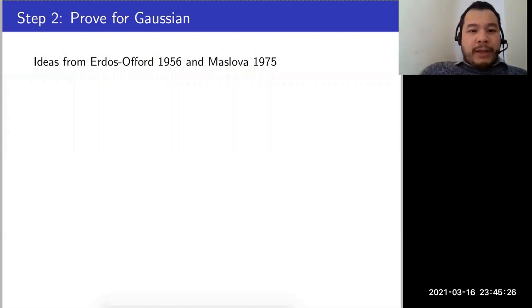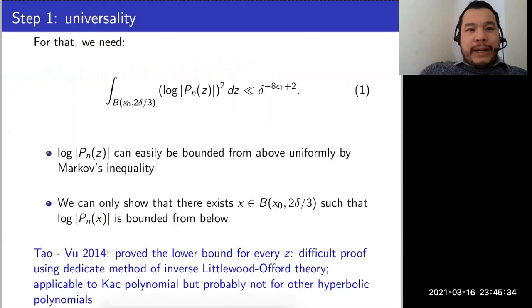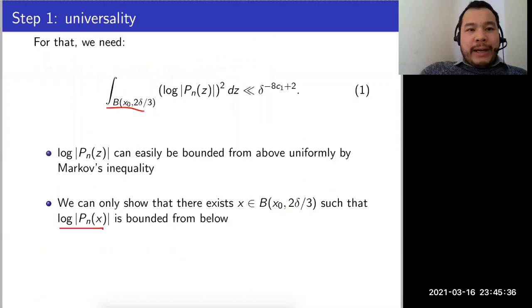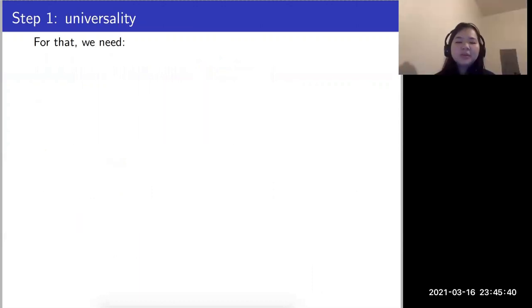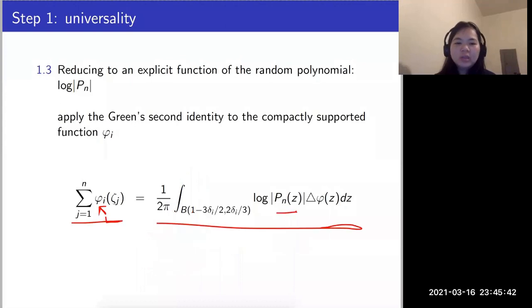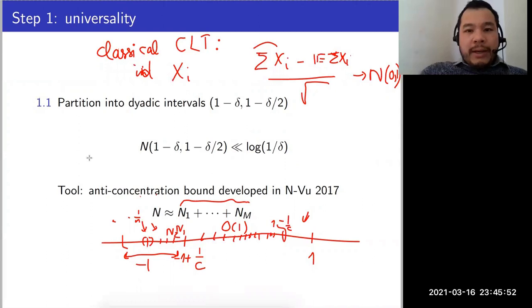May I ask a question? Can you go back to where you choose delta? In some previous steps, you need to choose some delta. Does that delta depend on n? Oh, that's a good question. No, it does not. But the typical ones do. Yes, so delta here depends on n, right?